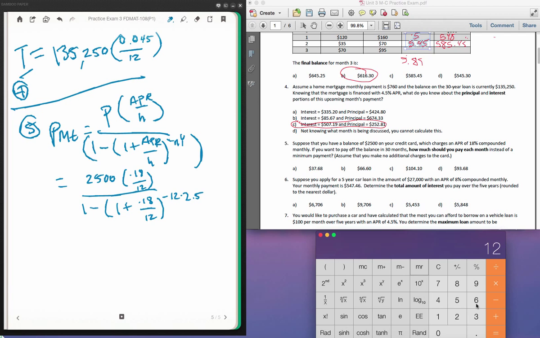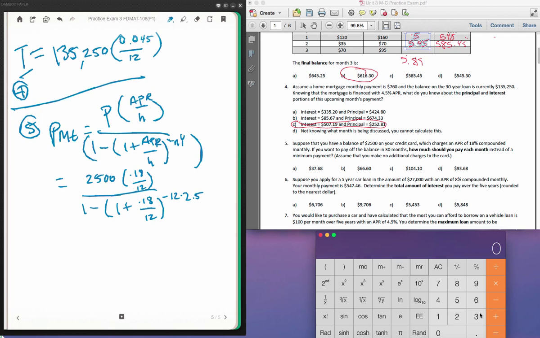So 12 times that 2.5, and remember that's a negative 2.5 times that. So negative 30 is going to be up there. And just remember that. 1 plus 0.18 divided by 12 gives me that value. Raise that to negative 30. And there we go. And then we subtract a 1 from that. Remember, it's 1 minus that, so I can just take the negative. And that is what I'm going to put in. So memory clear, add that to the memory. Let's just make sure that's correct.